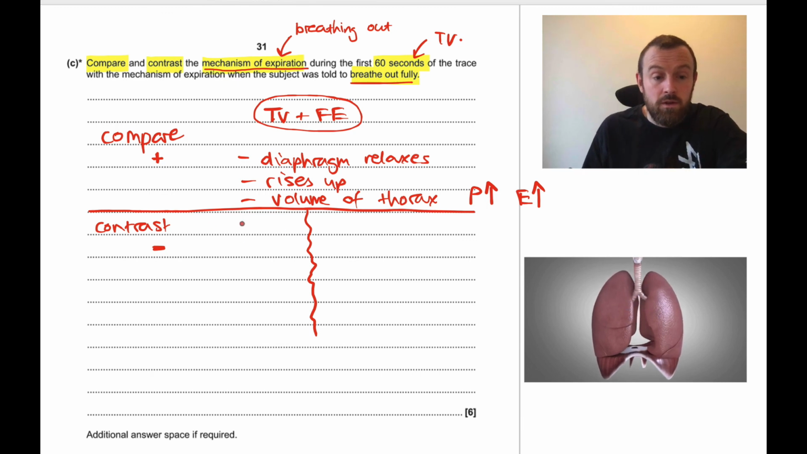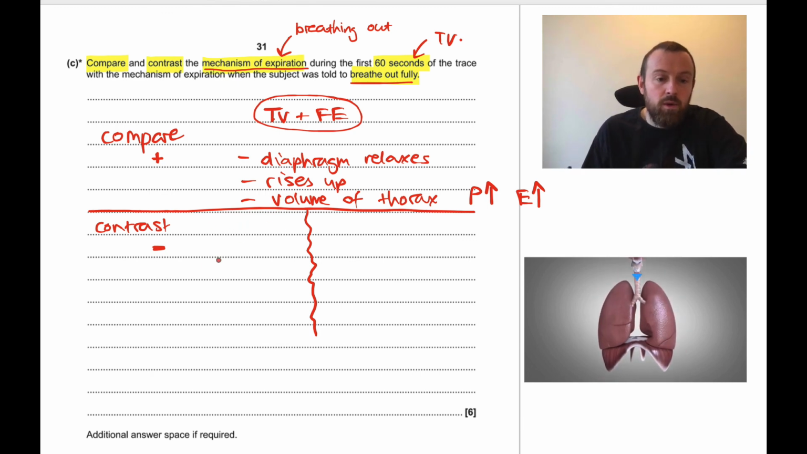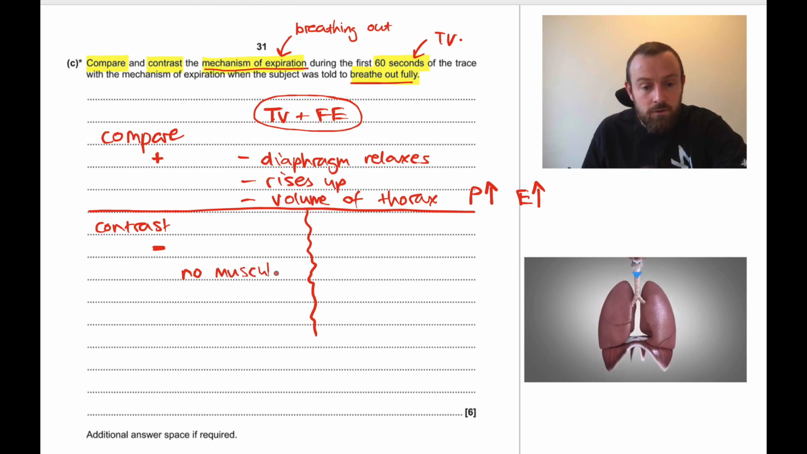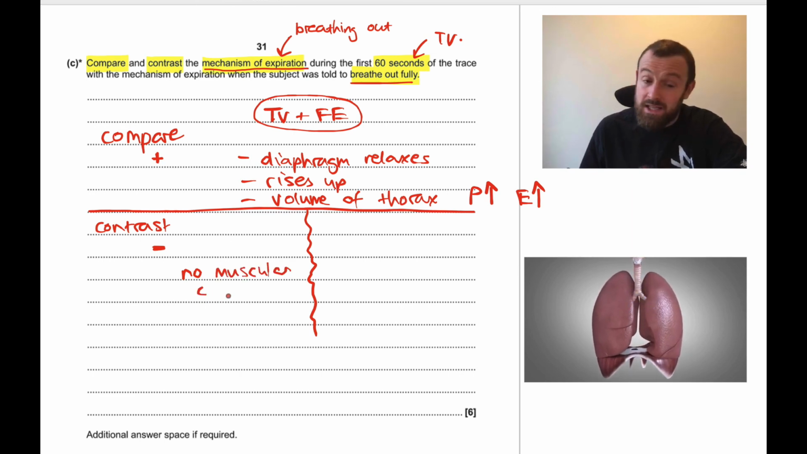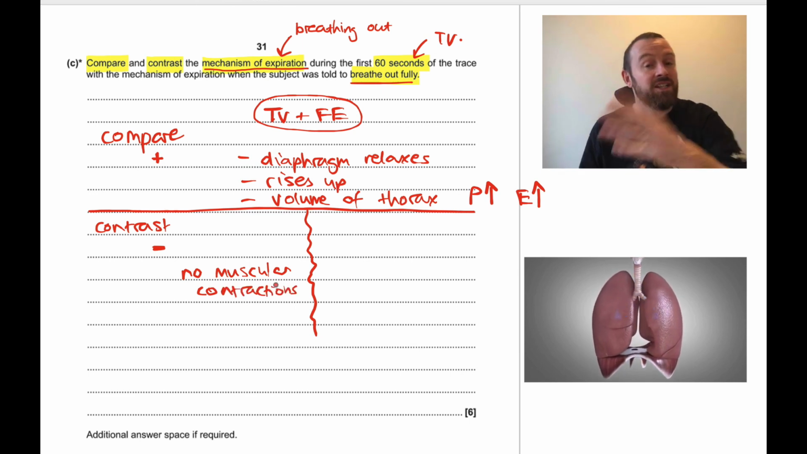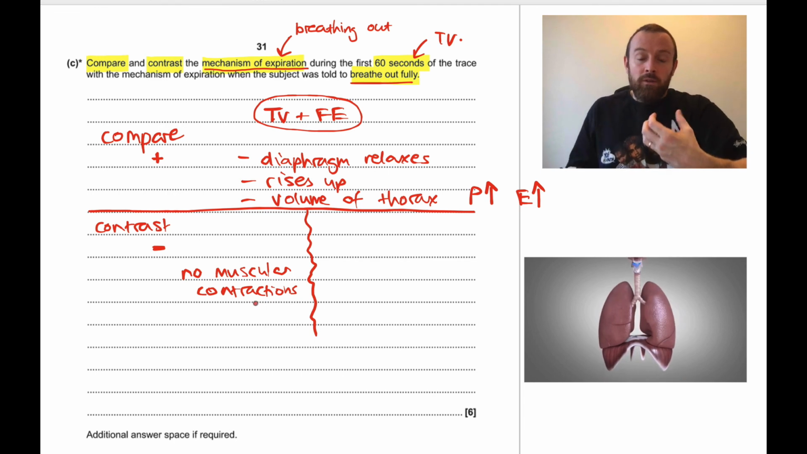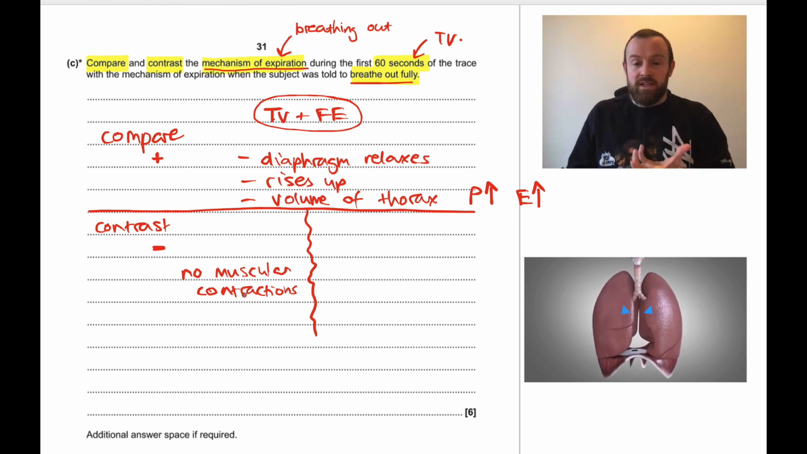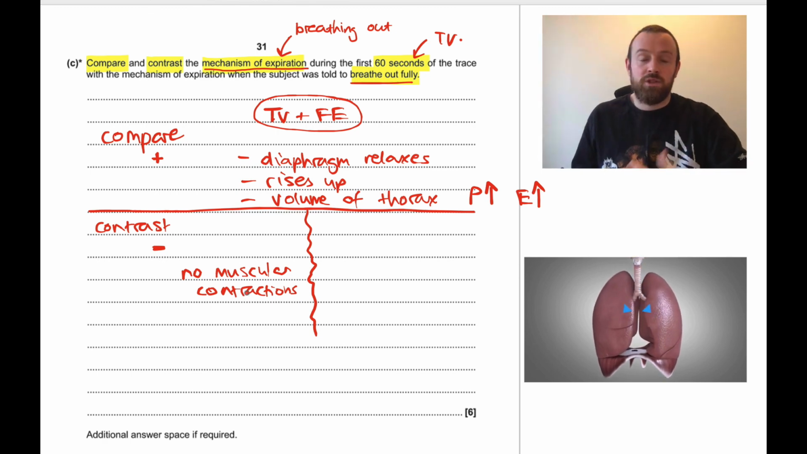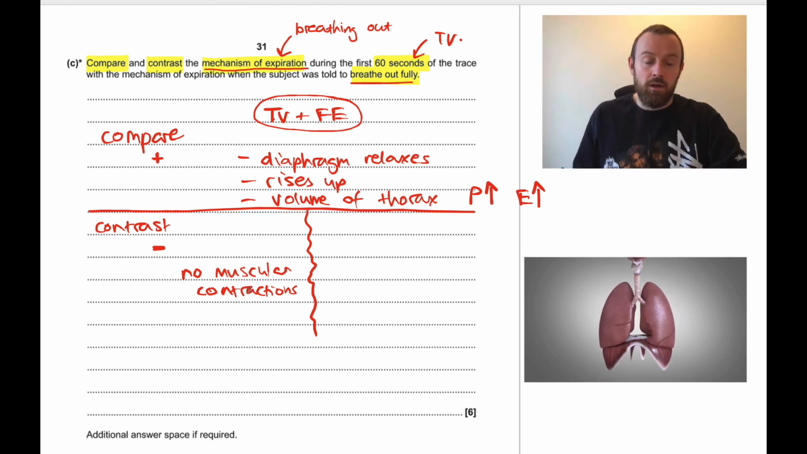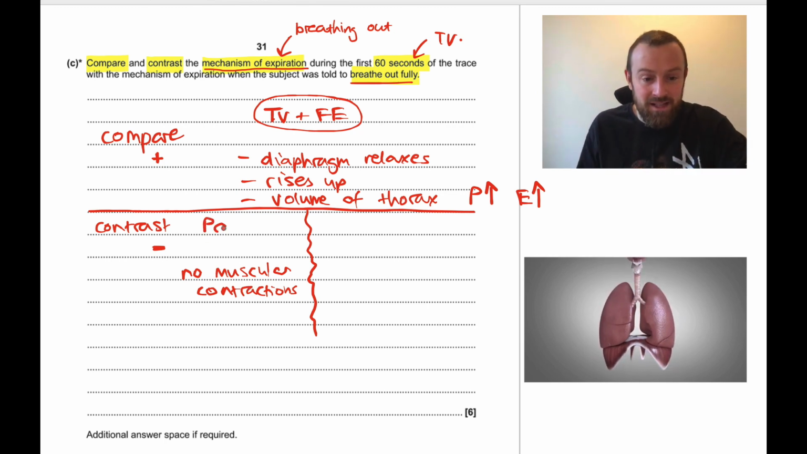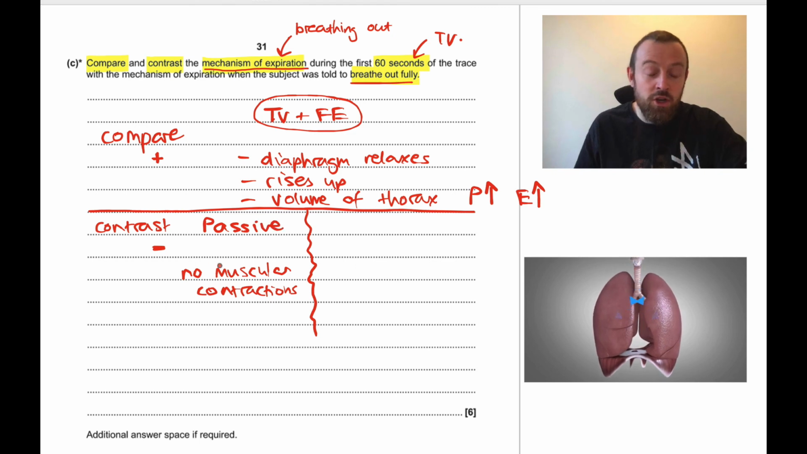Contrast that with differences. Okay, well, there's no muscular contractions during tidal volume expiration. Okay, obviously you need to move some muscles to breathe, but that's actually for inspiration. That movement is a contracting of the muscles in the diaphragm which pull it down. But to breathe out, once you've got a full breath, it's actually a passive process. So that's the key thing, passive. No muscular contractions.